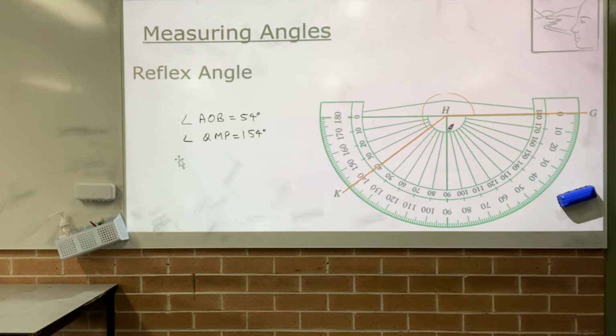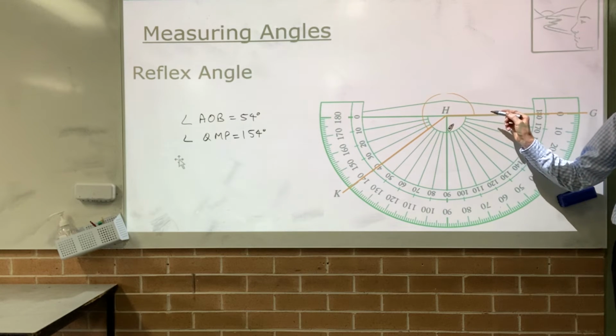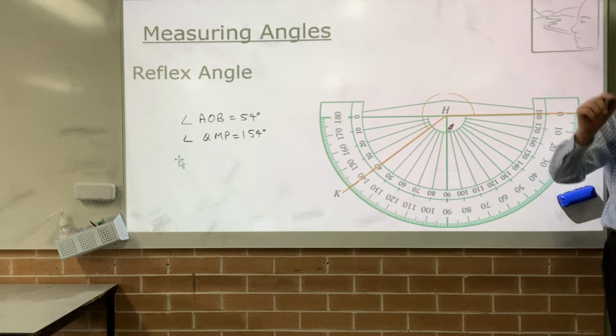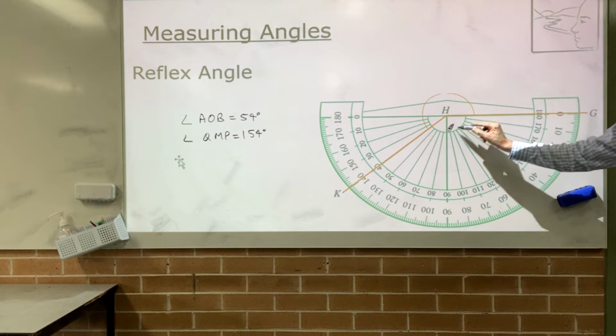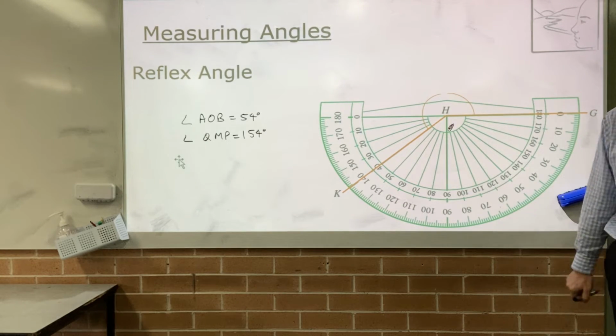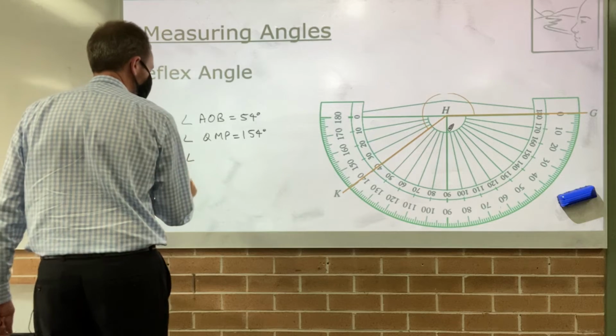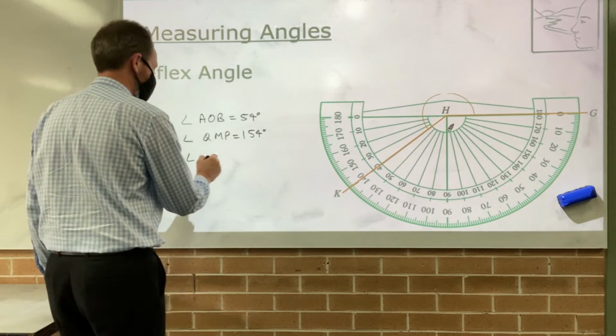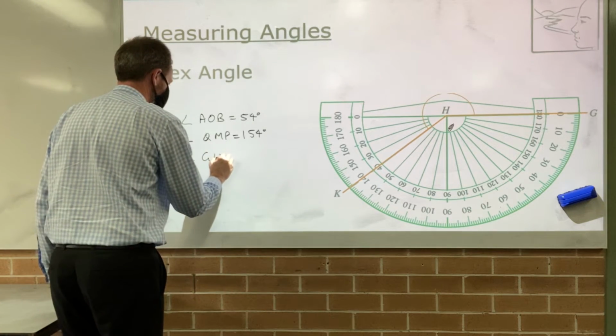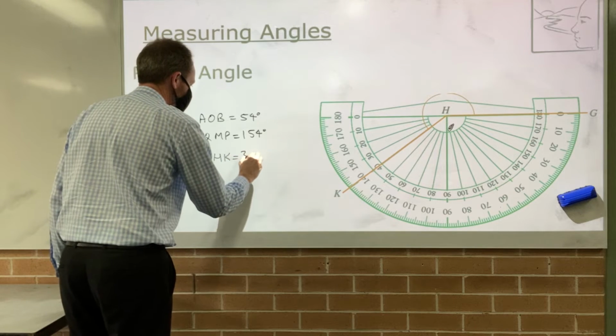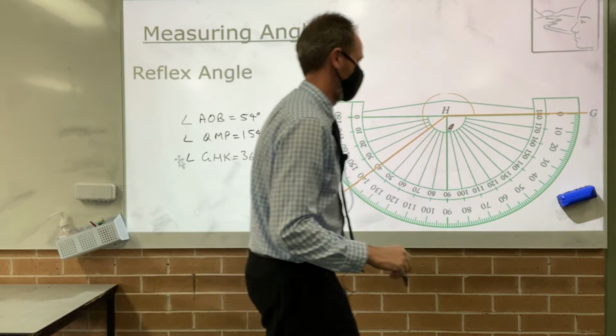what number would we take it away from? What's the size of a revolution? 180. Keep going. That's only a straight line. 360, thank you. So we've got to take this angle away from 360. So to show you my working, angle GHK is equal to 360 minus.